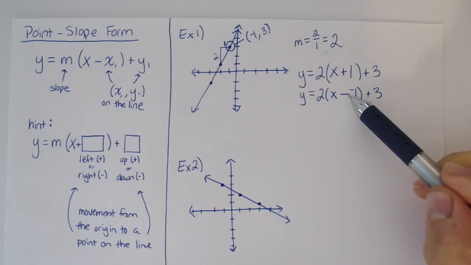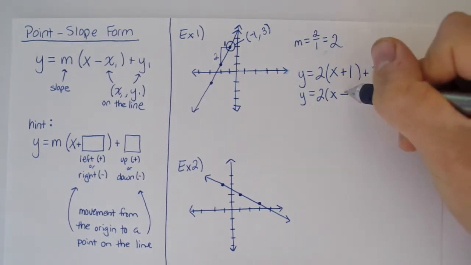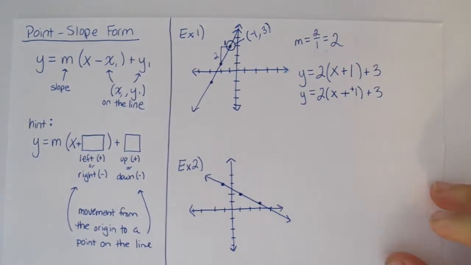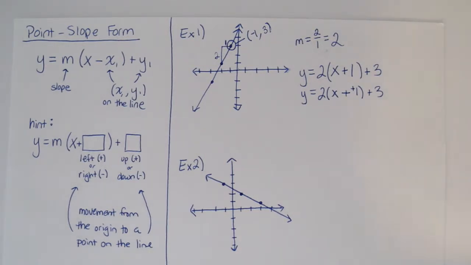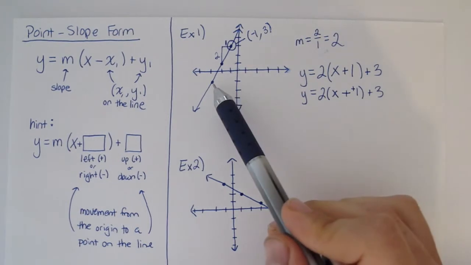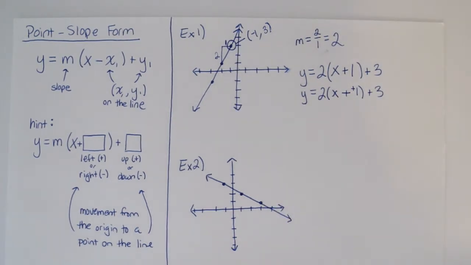And we all know that whenever you see minus a negative, it turns into plus a positive. So there are two ways to think about it. But that's the equation of the line in point slope form. And I do want to point out that you could also use any of these other points to write the equation and it would still be correct.